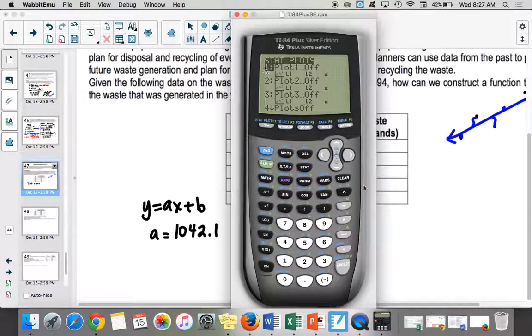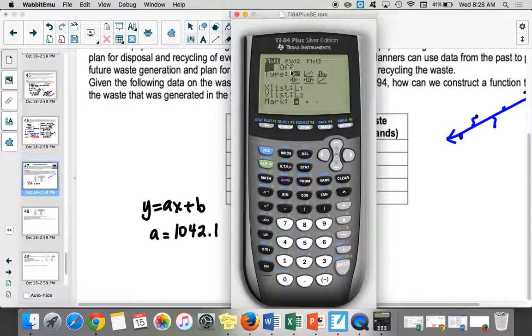So for number 1, I'm going to hit plot 1 on. So I'm going to hit enter, and then it's going to bring up plot 1, plot 2, plot 3, and I'm going to hit on. And then it talks about, well, the x's come from list 1, the y's come from list 2. We can mark these as open circles or dots. I usually just keep it as those little open circles. And then it has the different types of plots.